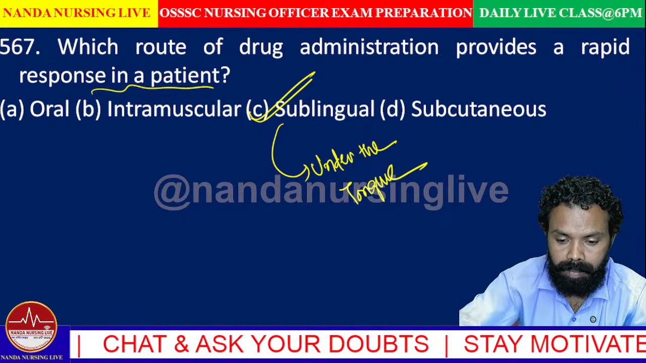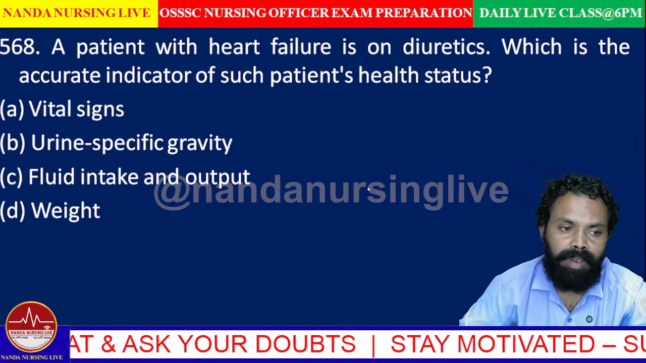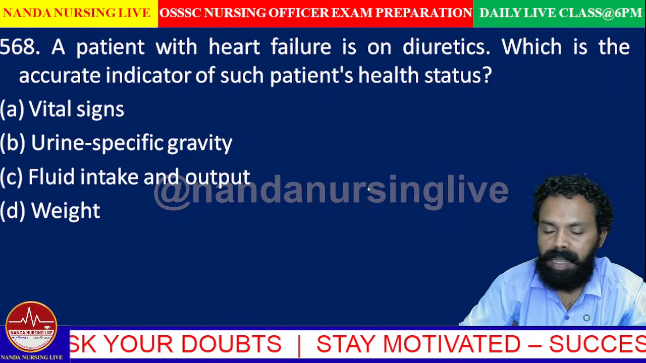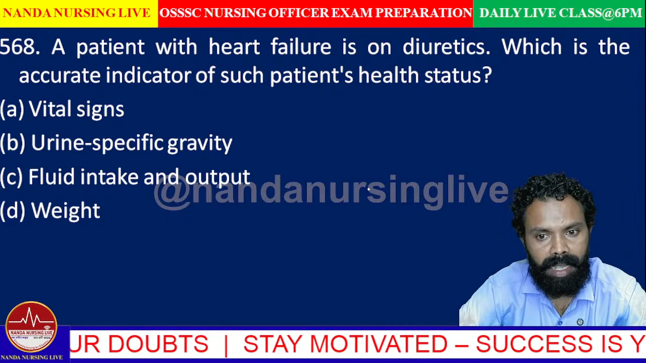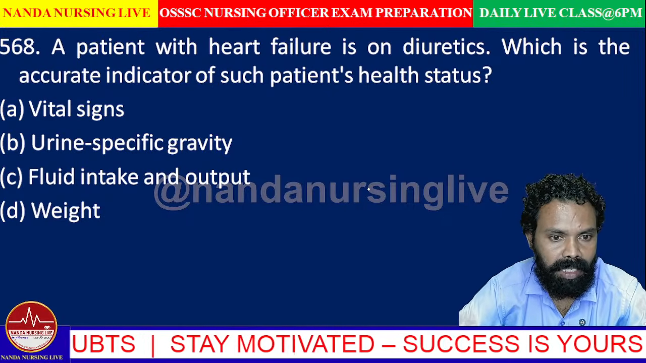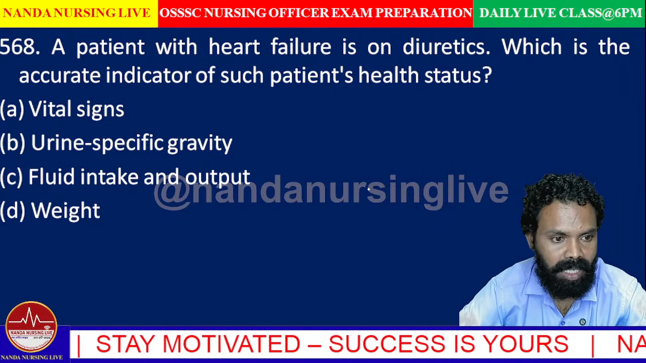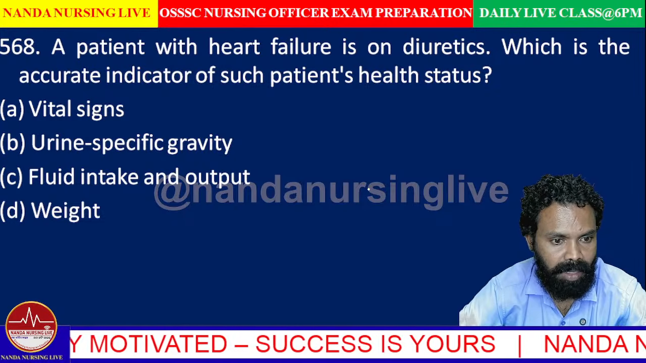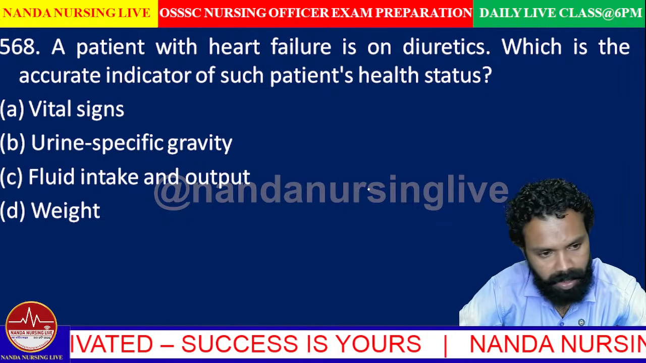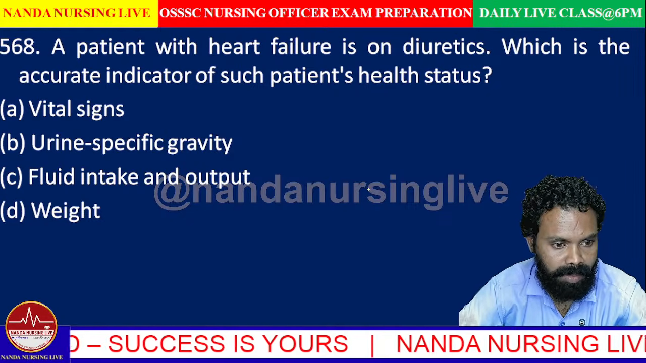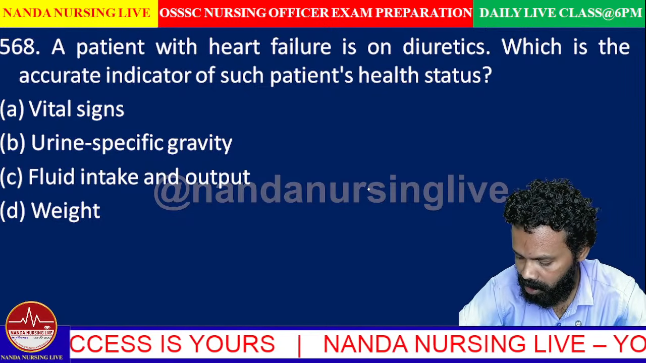Next question, question number 568. A patient with heart failure is on diuretics. Which is the accurate indicator of such a patient's health status? Option A, vital signs; option B, urine specific gravity; option C, fluid intake and output; option D, weight. So which option is the correct answer?